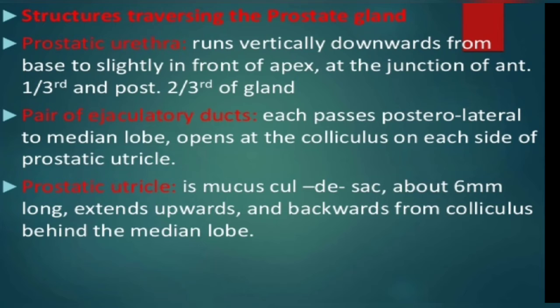The prostatic urethra runs vertically downwards from the base to slightly in front of the apex, at the junction of the anterior 1/3 and posterior 2/3 of the gland. The pair of ejaculatory ducts, each passes posterolateral to the median lobe and opens at the colliculus on each side of the prostatic utricle. The prostatic utricle is about 2 mm long, extending upwards and backwards from the colliculus behind the median lobe.